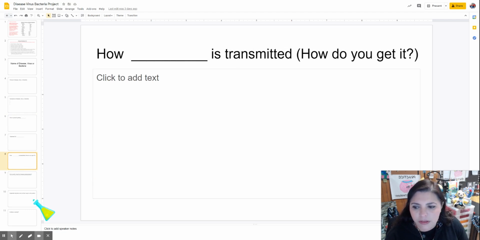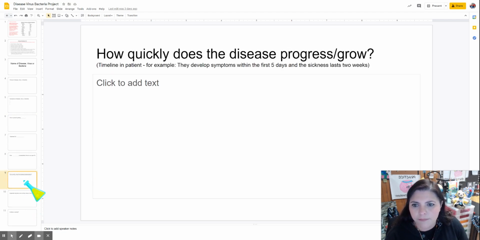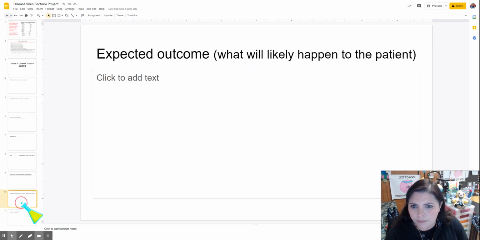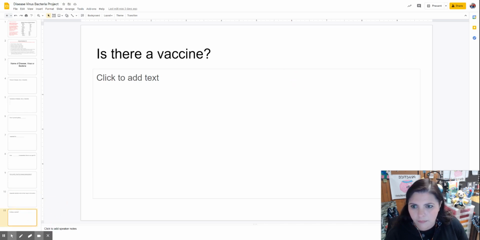You're going to tell me how is it transmitted or how do you get it? How quickly does it progress or grow? The outcome, what's going to happen to the patient? What's most likely going to happen? And then the last slide, is there a vaccine? Of course, again, you would specify whether or not there is a vaccine. If there isn't, you have to say it, okay?